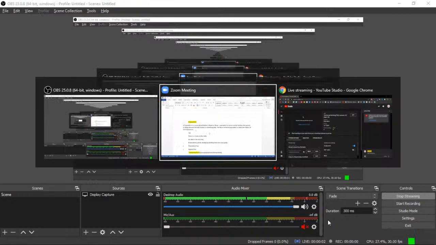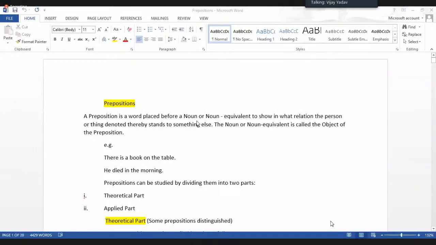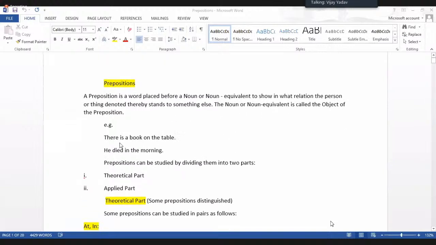Okay, see. So the definition of prepositions is given, so you can understand this yourself, isn't it? It shows the relationship between a noun and another noun or pronoun. A preposition is a word placed before a noun or noun equivalent to show in what relation the person or thing denoted thereby stands to something else. So it shows the relationship between a noun and another noun, or a pronoun and another pronoun, or between a noun and another pronoun. Okay.